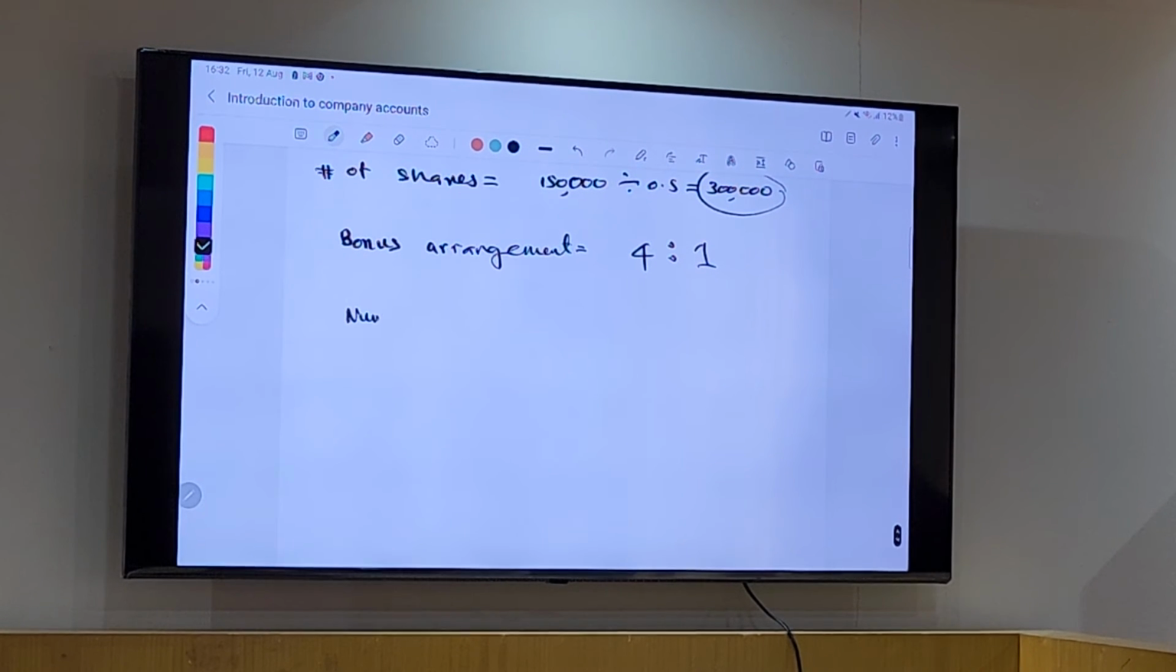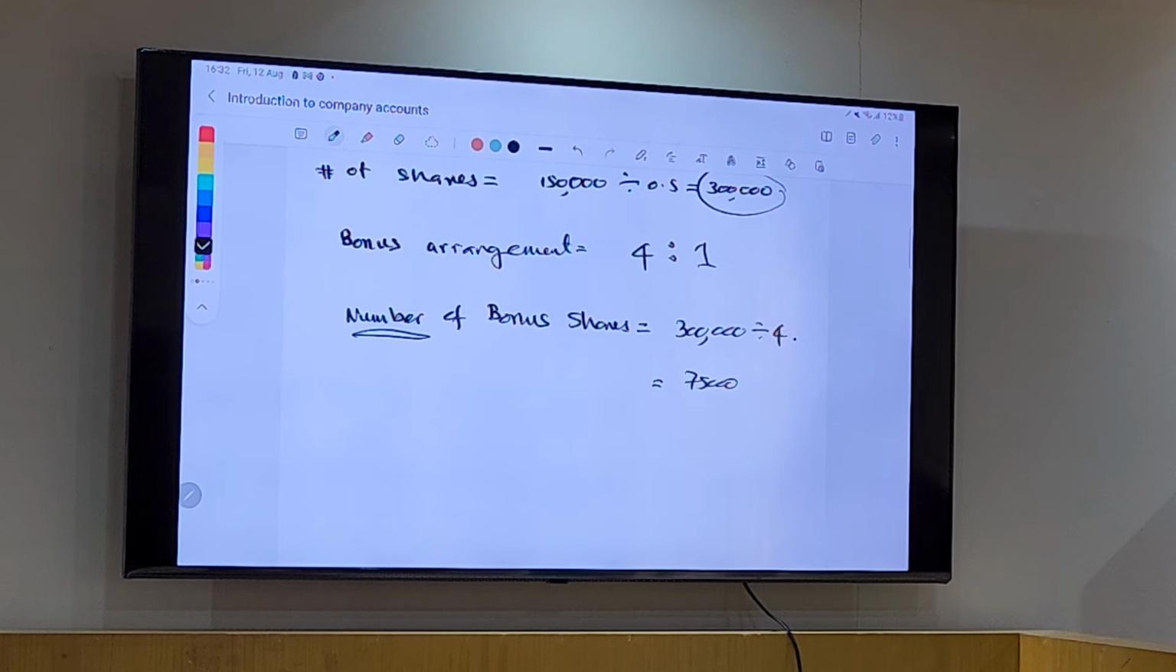So the number of bonus shares will be 7,000 divided by 4. Understood this? So what is the total number of shares we will receive as free? 70.